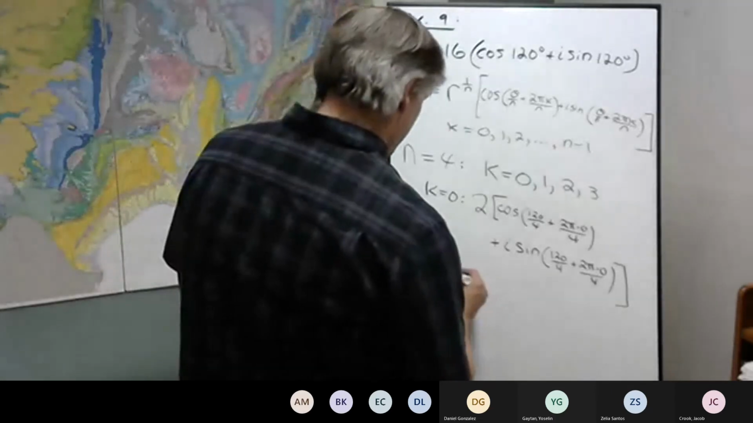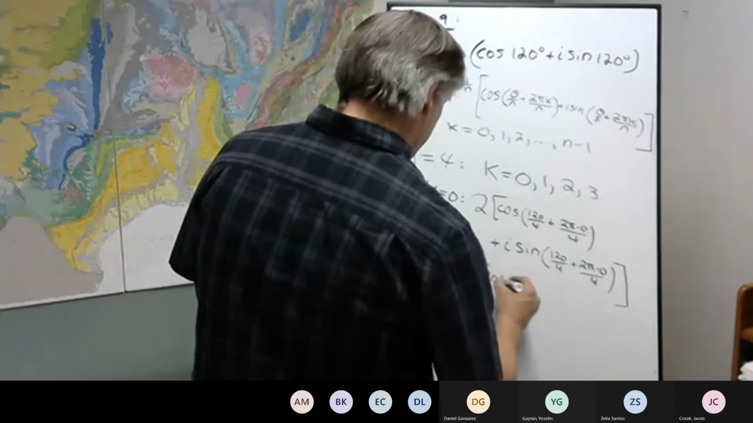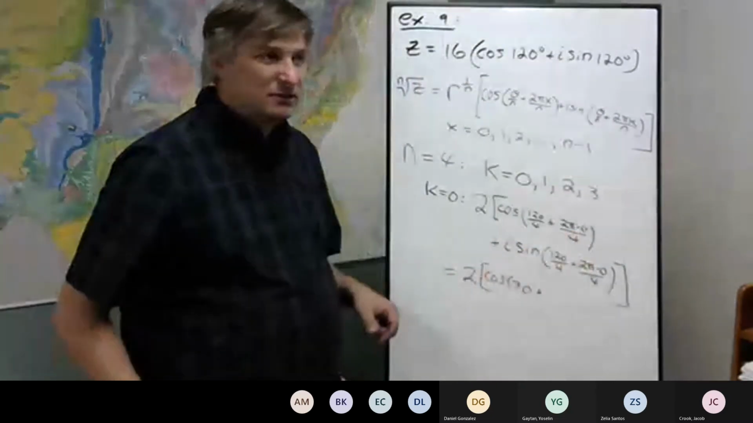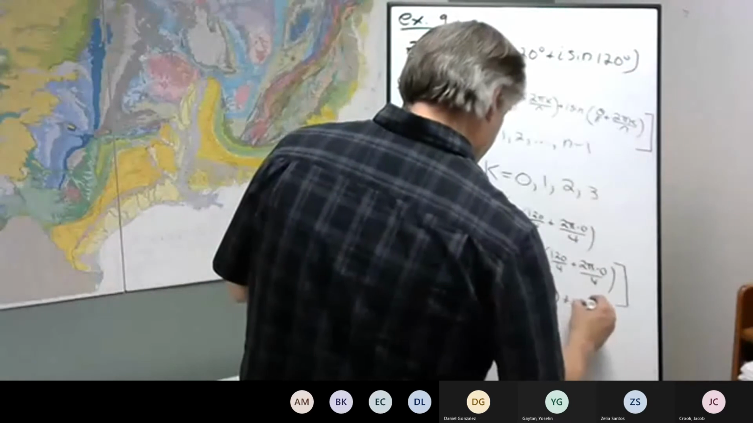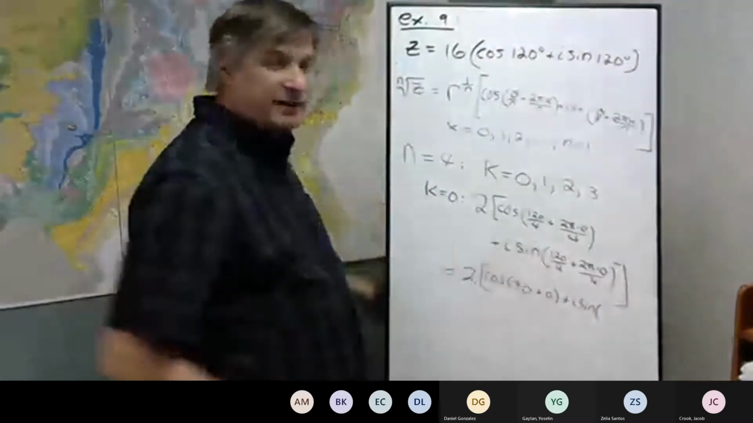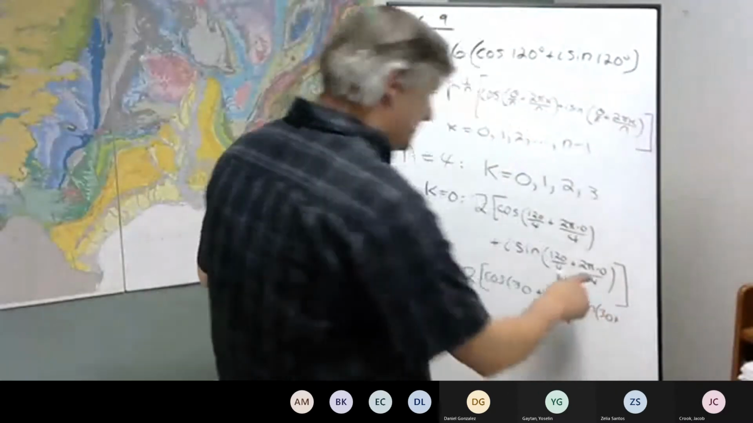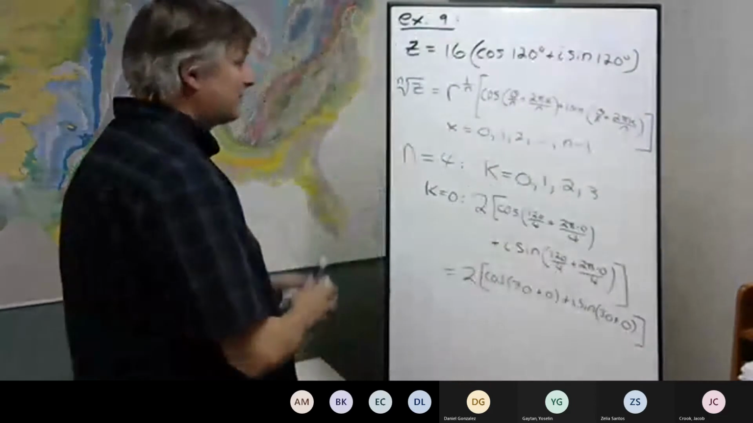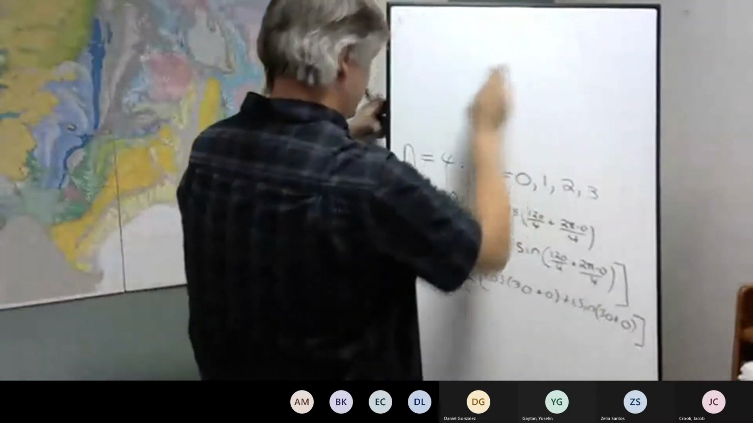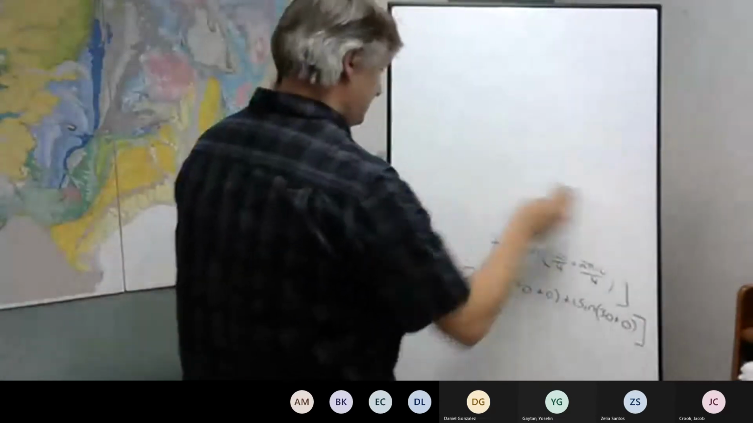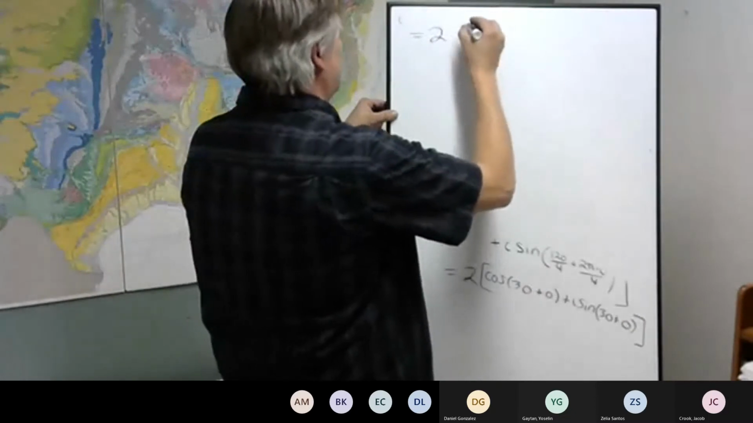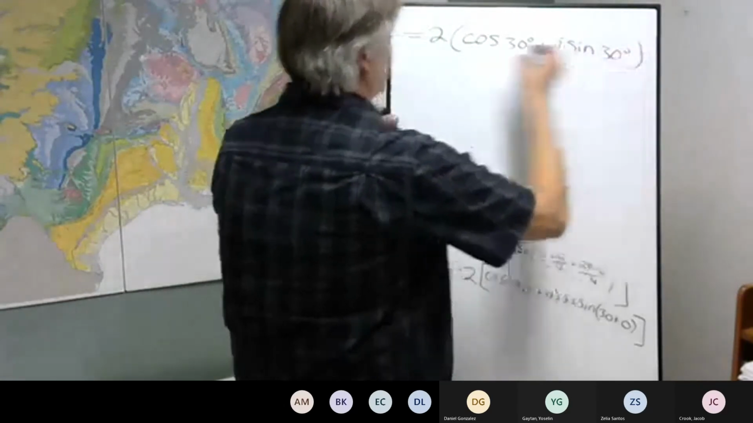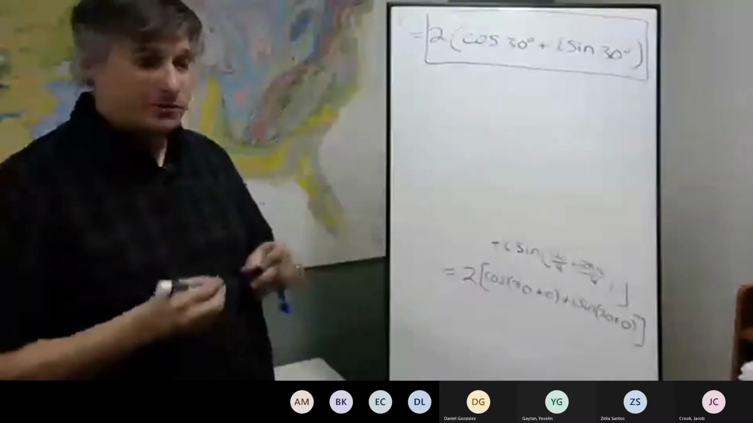So what we're going to get is 2 times the cosine. Now 120 divided by 4 is 30. Plus, and this is times 0, so it's going to be 0. Plus i sine. And again, 120 divided by 4 is 30, and this is 2 pi times 0, that's 0. And so what that's going to give us is 2 times cosine of 30 degrees plus i sine of 30 degrees. So this is the k equals 0 root.